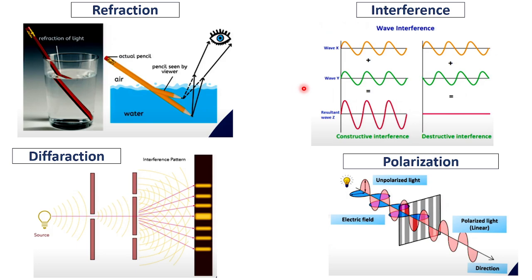And interference occurs because of the wave nature of light. We know that if the waves are in the same phase, they will make a constructive interference. If they are in opposite phase, they will make a destructive interference. So based on these different properties, there are different techniques to analyze through microscopy.